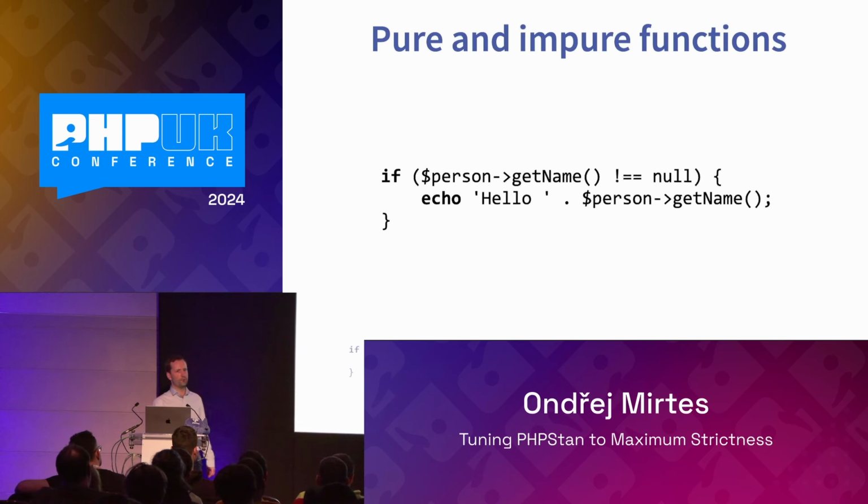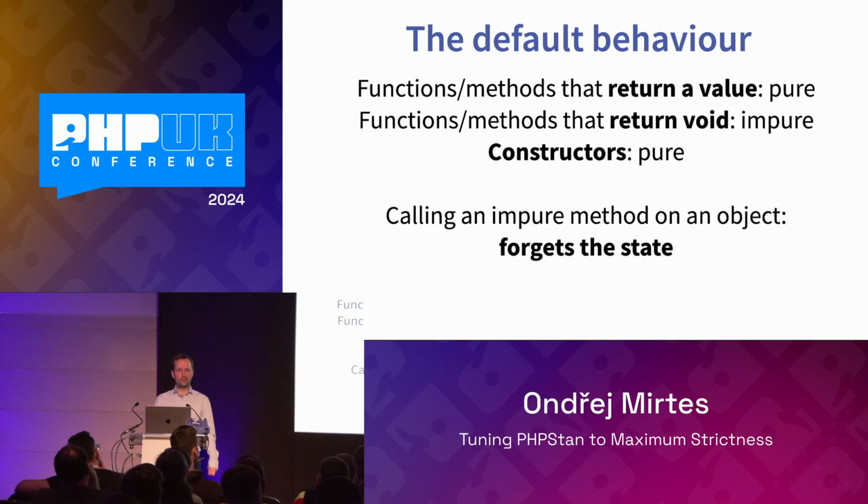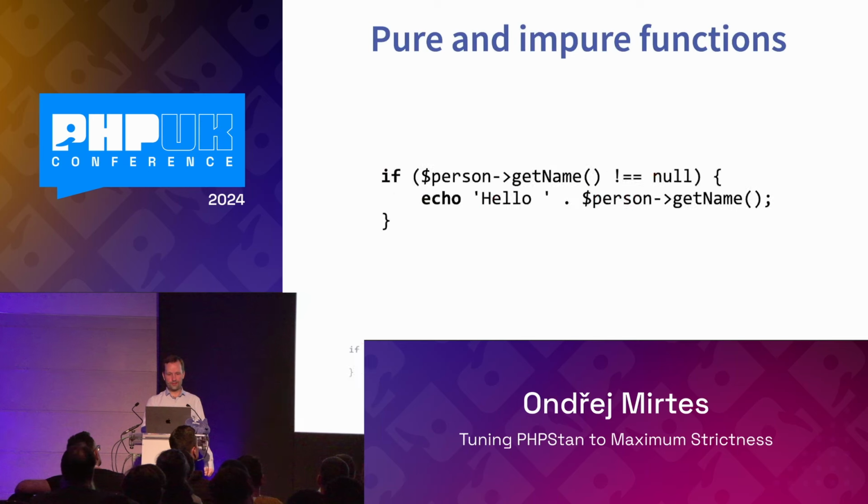So a function is pure if it always returns the same value given the same state and same inputs, and if it doesn't have any side effects like that. Okay, so the default behavior of PHPStan is that functions and methods that return a value are pure by default, so that this piece of code can work as we expect it to.